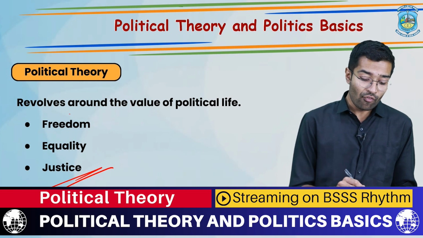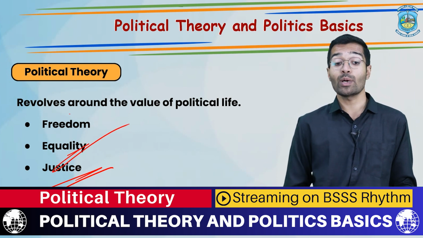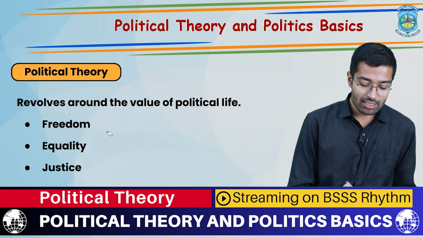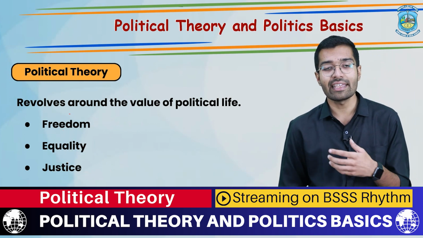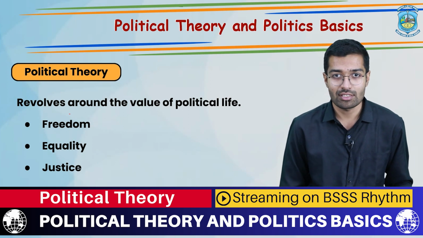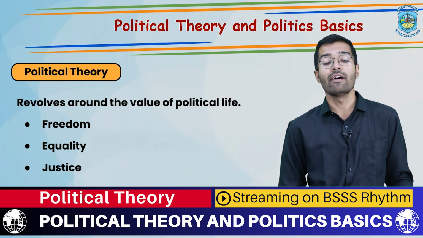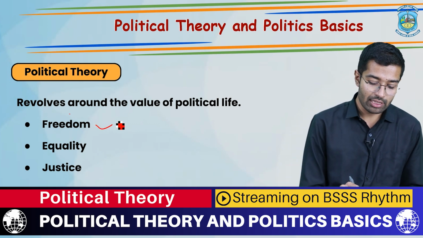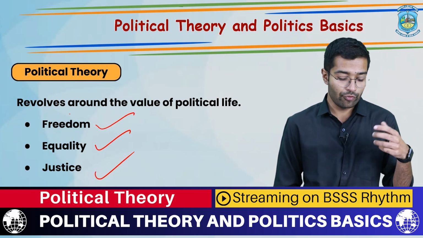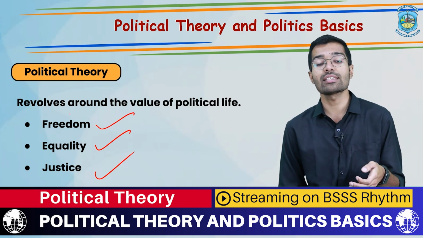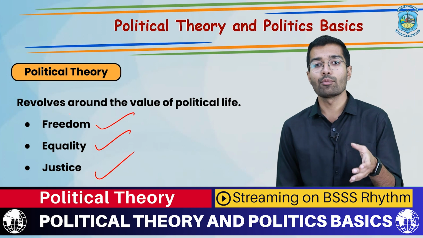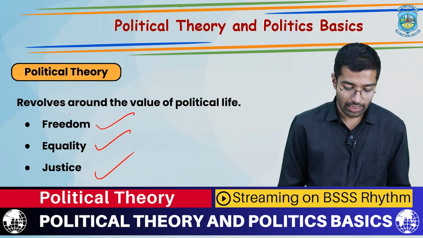The Supreme Court is working for equality and for freedom. Our government is working for justice. The executive is working for equality and also for justice. So all the institutions, even the administrative units in the district, are working for these principles only, like freedom, equality, justice, rights, democracy. All the institutions are moving in this direction only.